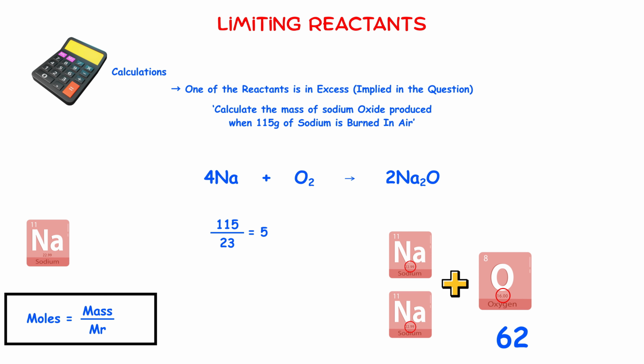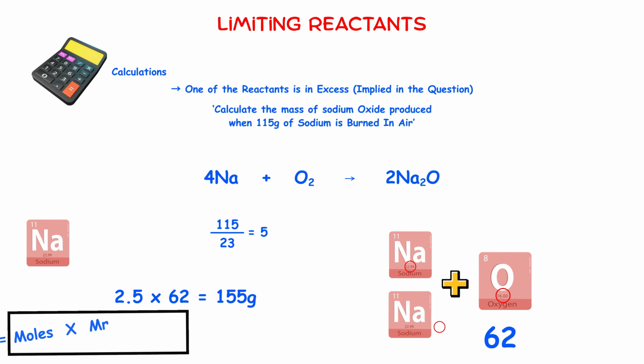Next, we look at our balanced chemical equation to find the molar ratio between sodium and sodium oxide. The balanced equation shows a ratio of 4 moles of sodium to 2 moles of sodium oxide, which simplifies to a 2-to-1 ratio. Therefore, if we use 5 moles of sodium, then according to the ratio we will produce 2.5 moles of sodium oxide. Now, the final step is to calculate the mass of the sodium oxide that is produced.